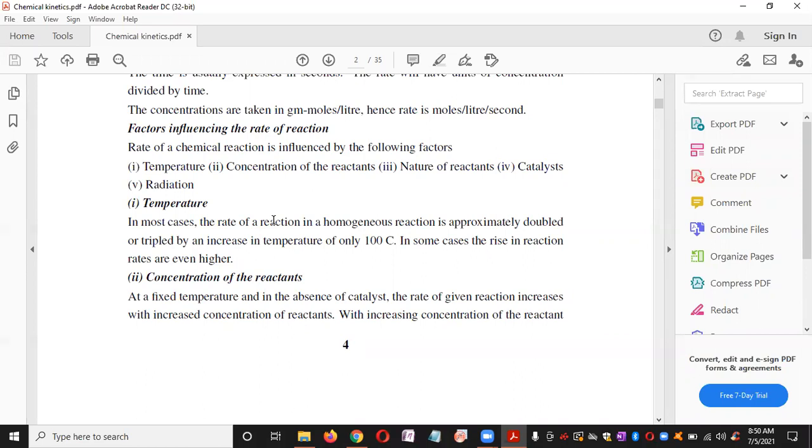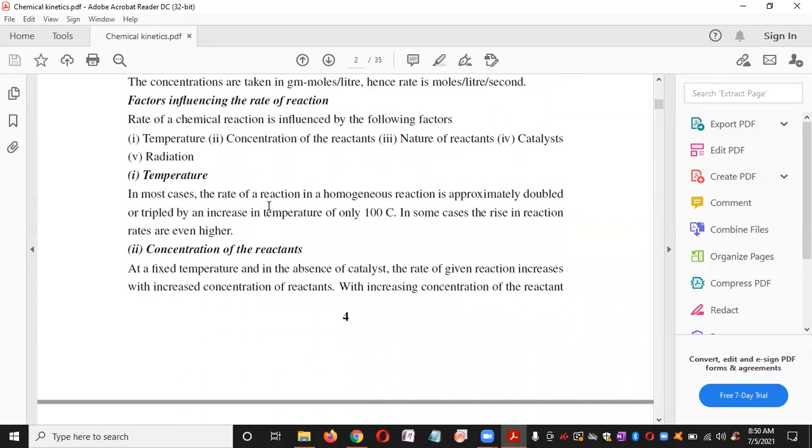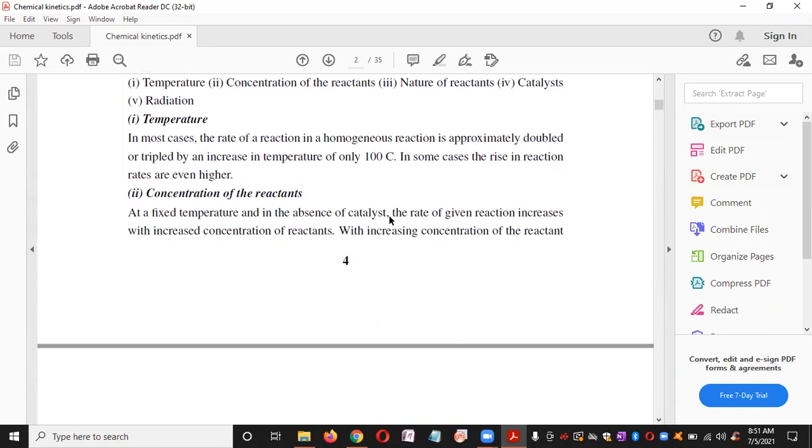So when we raise the temperature, the rate of reaction also increases. That means the equilibrium shifts towards the product; the forward reaction is encouraged. In most cases, the rate of reaction in a homogeneous reaction is approximately doubled or tripled by increasing the temperature by only 10 degrees centigrade.